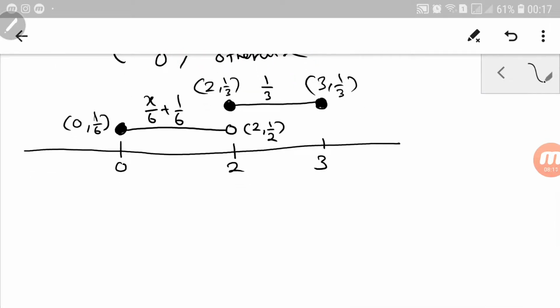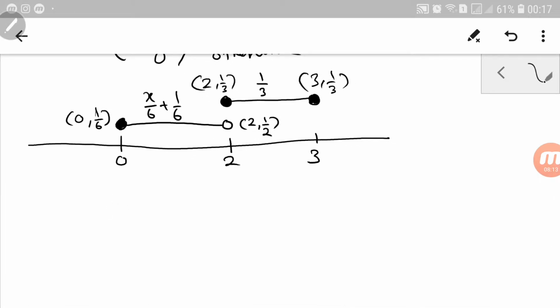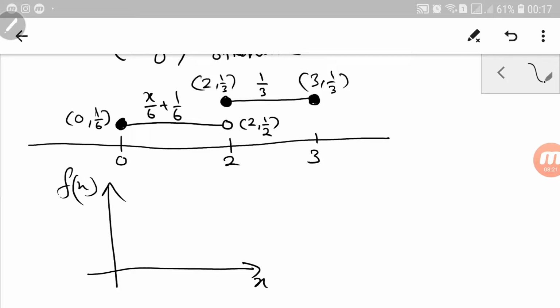Then next we sketch them over here. So 0, 1 over 6 is somewhere here. This is 1 over 6, so it's a filled circle. I made one filled circle here, and then we point to half. So this is 2, and then this is half.